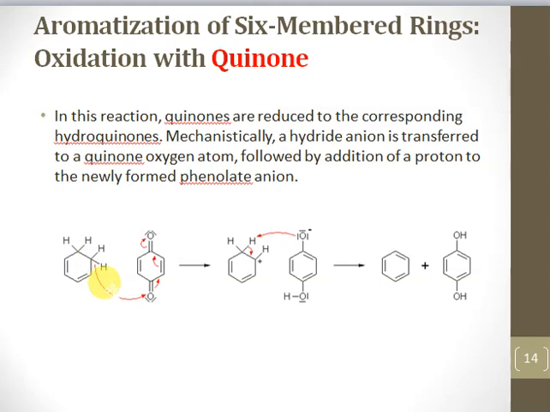The loss of electronically rich hydrogen leads to formation of a carbocation here, and the next hydrogen was lost as a proton, because that was electronically deficient. So this hydrogen gave up its electrons for bonding with this hydroquinone. In this way we can get a benzene ring and a hydroquinone ring there.